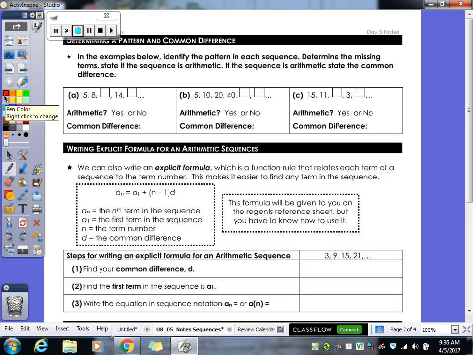Determining a pattern. We're going to take a look at these, identify the missing numbers in our pattern, and then figure out if it is arithmetic or not, yes or no, and then what is your common difference. So here we got 5, 8, blank, 14, blank. So what would be our first blank? 11, and our last blank? 17. Is this sequence arithmetic? Yes. Our common difference was what? 3.